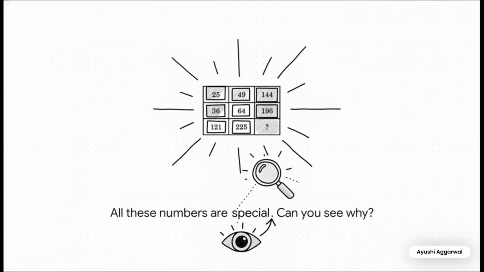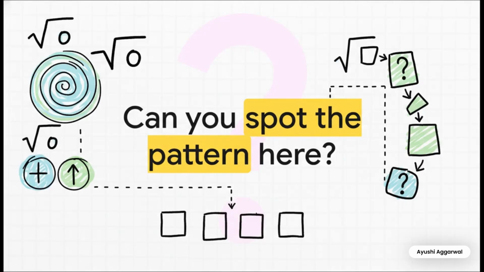Now, take a look at this question. 25, 49, 144, 36, 64, what do you see? Every single one of them is a perfect square. This is a perfect example of the examiner giving you a massive hint. Your job is just to catch it. Here, the entire logic is hidden in the square roots.